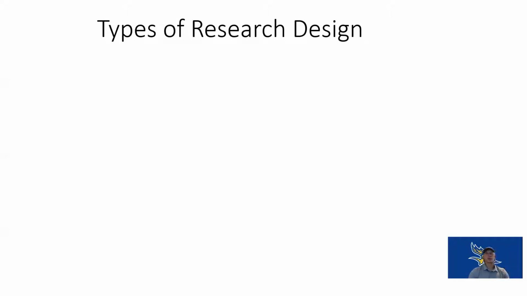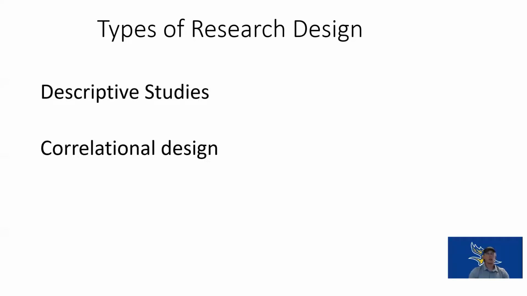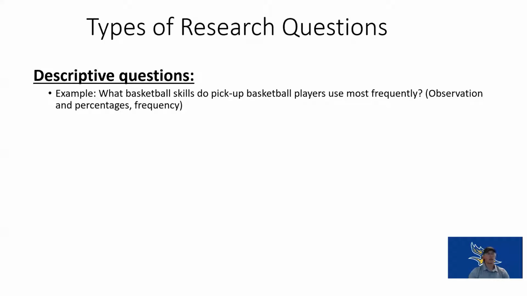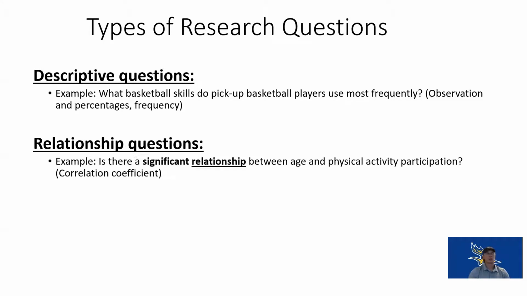Okay, what types of research designs are there? We have descriptive studies, correlational studies, and experimental research designs. So these are the three major types we'll talk about in this class. A descriptive question gives us things like percentages and frequencies, and we're just kind of describing the data. There's no real comparison. There's no relationship. We're just looking at what happened and giving some descriptive information about what happened.